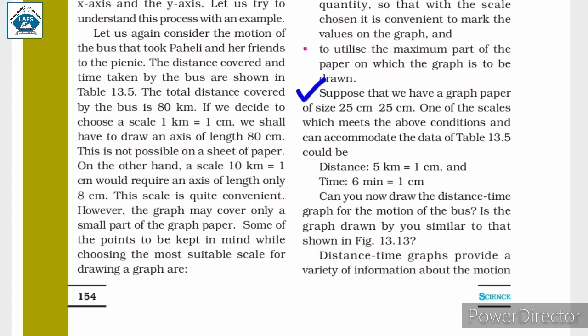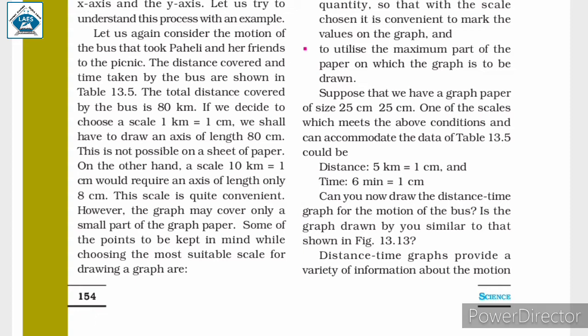Suppose that we have a graph paper of size 25 centimeter into 25 centimeter. One of the scales which meets the above conditions and can accommodate the data of table 13.5 could be, for distance, 5 kilometer is equal to 1 centimeter and, for time, 6 minute is equal to 1 centimeter. Can you now draw the distance time graph for the motion of the bus? Is the graph drawn by you similar to that shown in figure 13.13?